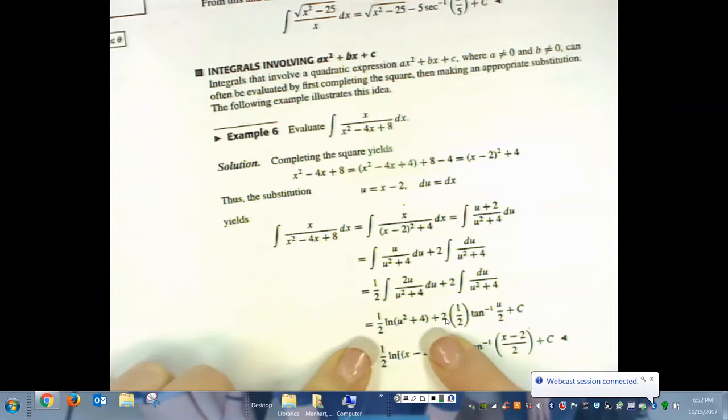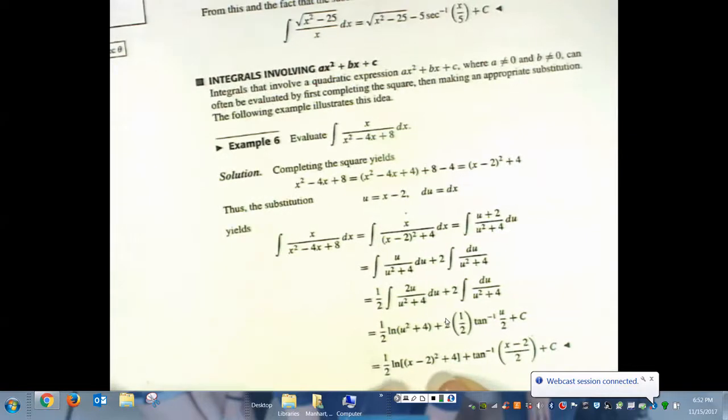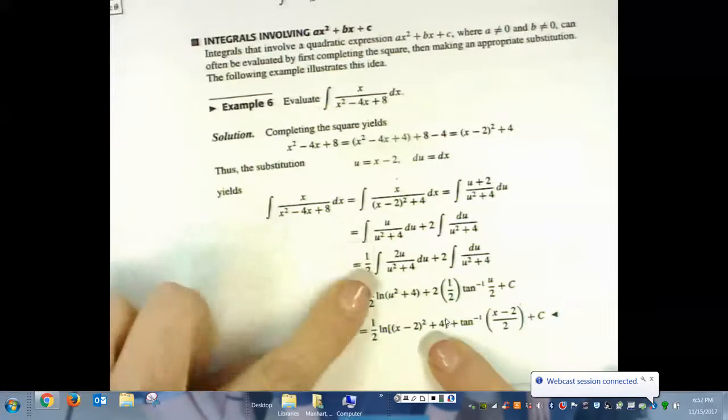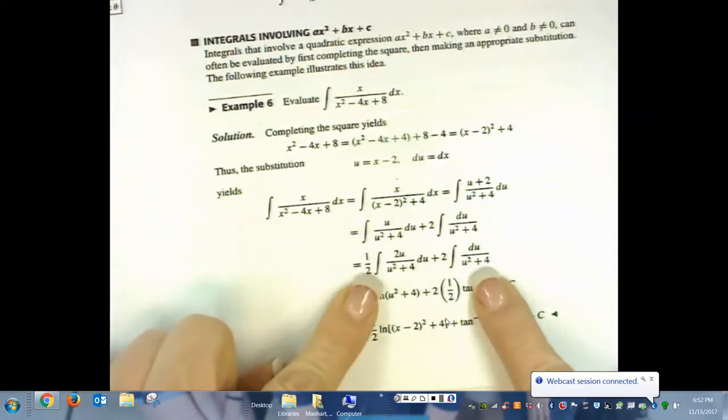And therefore that's one half of the natural log of the absolute value of u squared plus 4. Absolute value bars are not necessary because u squared is always positive, plus 4 is going to be positive. So they did drop the absolute value bars. Leave them if you don't know that you can drop them. And then they went all the way back to x, with u being x minus 2, squared plus 4. So there is the answer to the first indefinite integral when you decided to break it into two indefinite integrals.